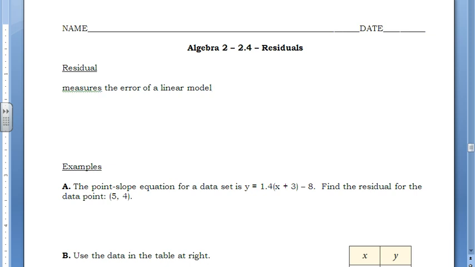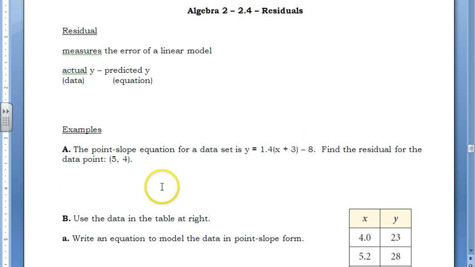So what you would do is you would take the actual y value and you would subtract the predicted y value. Actual y, I mean the data point, and then predicted y, I mean the equation y. Okay, so I'm going to do an example and hopefully that is a little clearer.